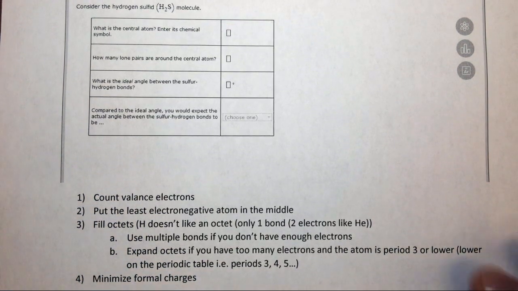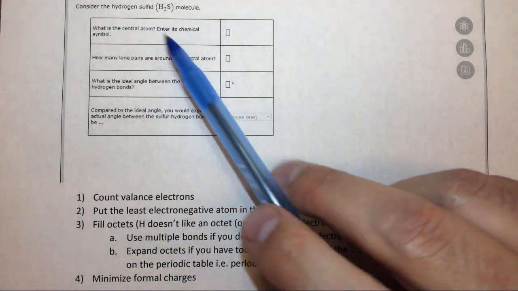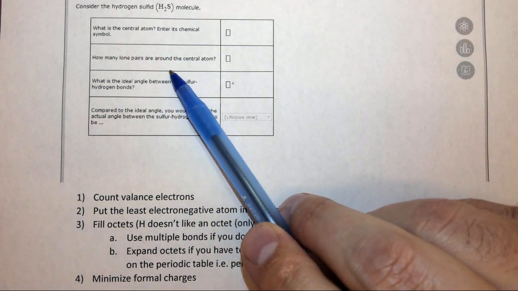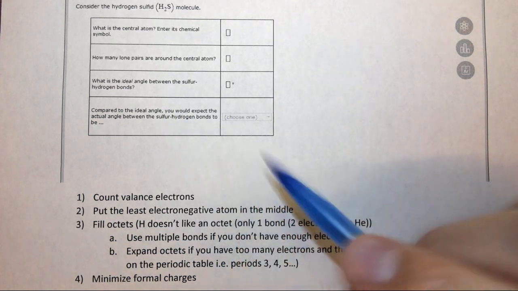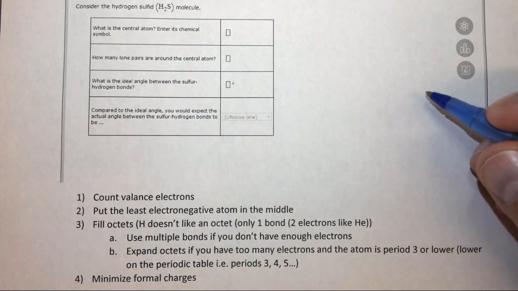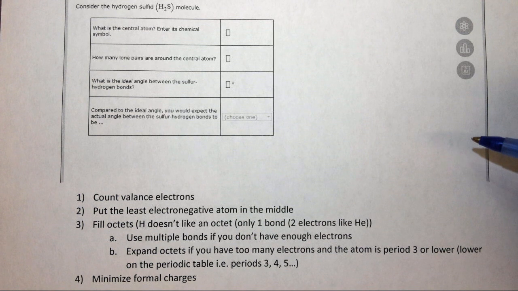In this question, we're asked to consider the molecule H2S. We want to know the central atom, how many lone pairs are around the central atom, the ideal angle, and how the ideal angle compares to the actual angle. To answer these questions, we need to draw the Lewis structure.